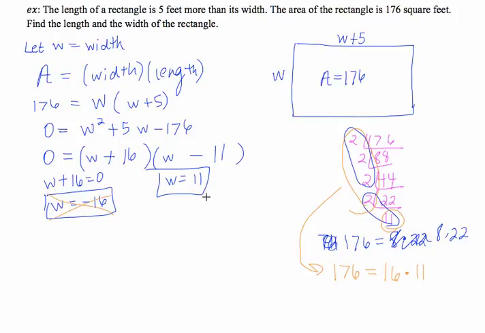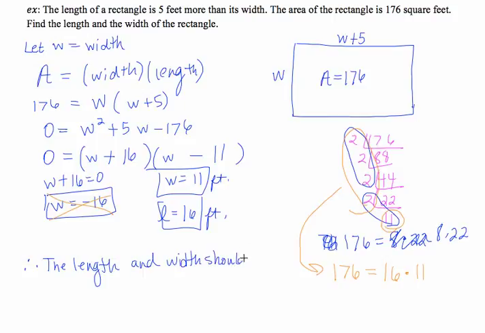So the width must be 11, in which case the length, I'm going to call it cursive L there, would be 5 more than 11, so the length would be 16. Okay, now this would be a perfectly fine way to write your answer, except that I left out units. We'd have to add feet and feet. Or you could write a sentence and say, therefore, the length and width should be 16 feet and 11 feet.